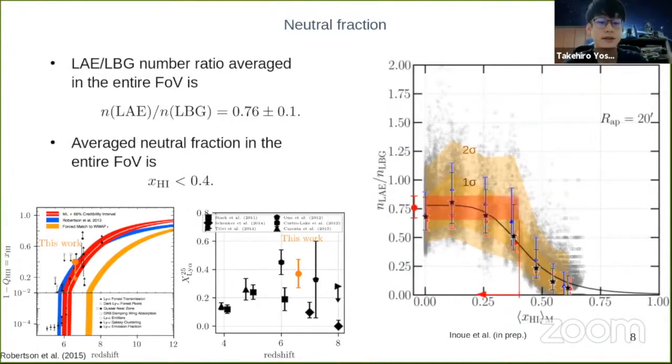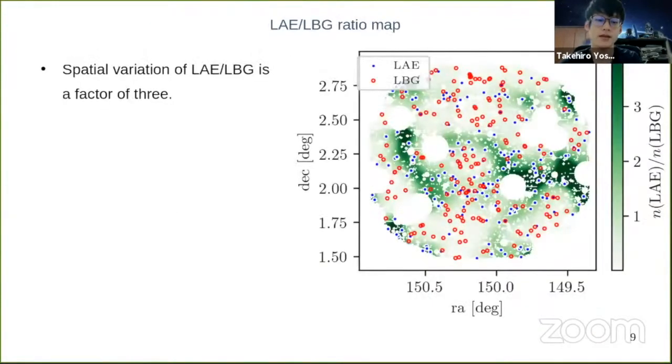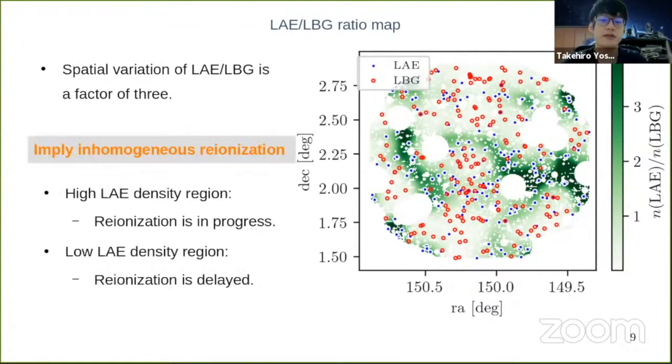Now our results are consistent with the previous studies. Next, we show the spatial distribution of the LAE to LBG number ratio. In the field of view, the variation of the number ratio is a factor of 3. And this difference may reflect the spatial inhomogeneity of cosmic reionization.